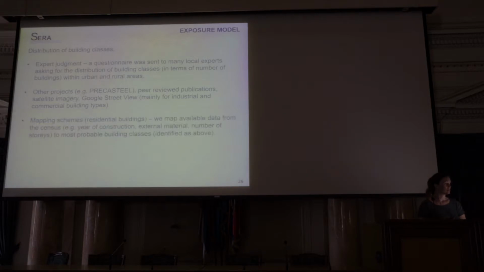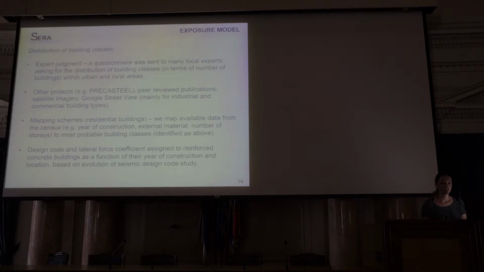For residential buildings, we can use what we call mapping schemes. So we don't need to ask the experts directly what the distribution of buildings in your country is, but we can ask, for a building of a given year, a given era, that has a given external material and a given number of stories, what is the most likely building class? What is the most likely lateral load resisting system that has been used to construct that building? And as I mentioned before, often the census does provide us with at least some of this information across the country.